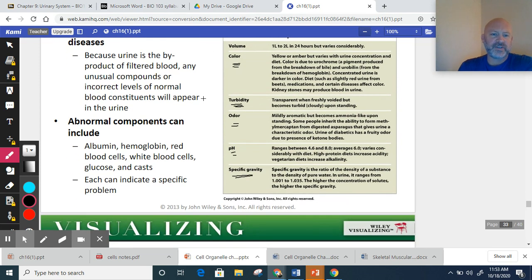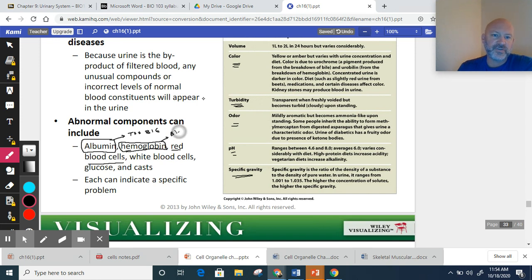What do we not want to see? Well, we don't want to see albumin. We don't want to see proteins. There's a protein. The reason being is proteins are too big. We don't want to see hemoglobin. Hemoglobin is on the surface of red blood cells. We would have hemoglobin in our urine as a result of broken down red blood cells. We don't want to see whole red blood cells either.